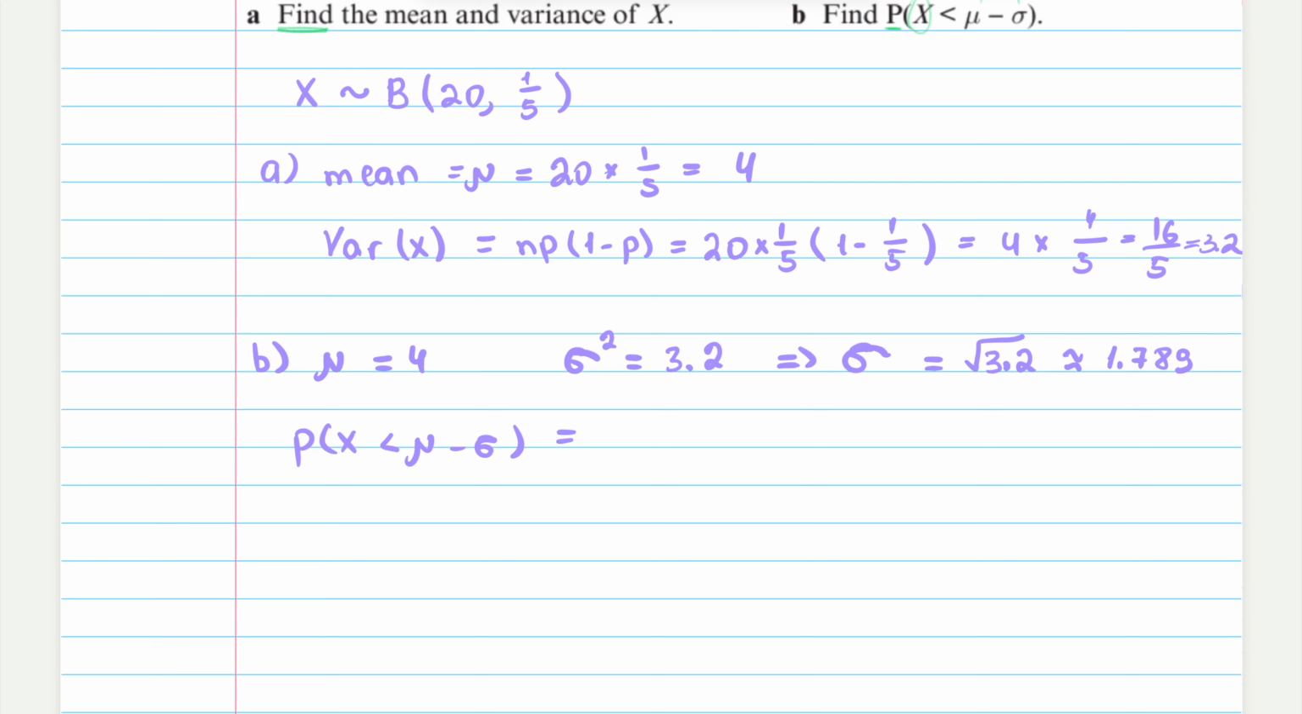So in the probability, you will put the probability of X being less than mu, 4, minus the standard deviation, which is 1.789. It gives us the probability of X being less than 4 minus 1.789, which is going to give us 2.21.